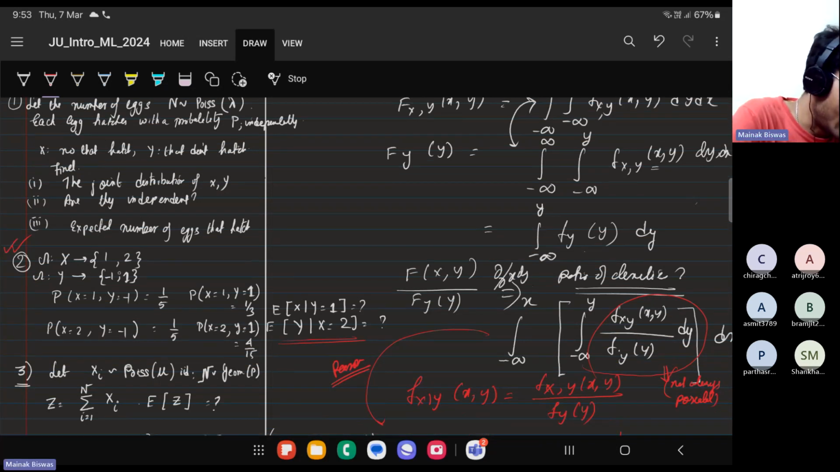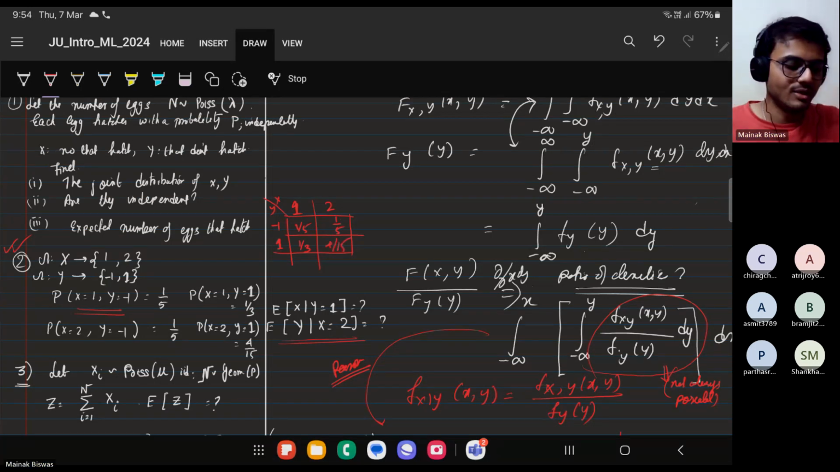So X and Y are given. I'm just making the table for you. X takes values 1 and 2, and Y takes values -1 and 1. All probabilities are given. 1 comma -1 is 1 by 5. 1 comma 1 is 1 by 3. 2 comma -1 is 1 by 5. And 2 comma 1 is 4 by 15.